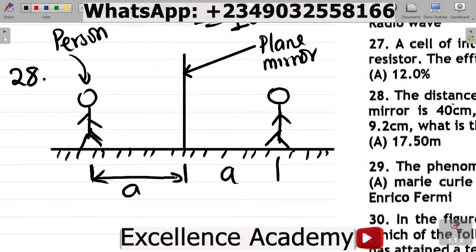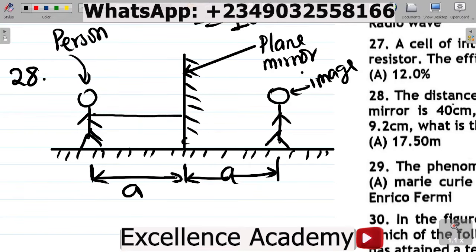Here's what to note about a plane mirror. When a person stands in front, this is the back of the mirror, and this is the image. When a person stands in front of a plane mirror, the distance between the person and the mirror, as you can see, A, would be the exact same distance between the mirror and the image. So the first thing you want to notice is that the distance between the object, which is the person here, and the mirror, which we called A, is the same as from the mirror to the person's image. Of course, the image is formed behind the mirror. That's the first thing you want to note.